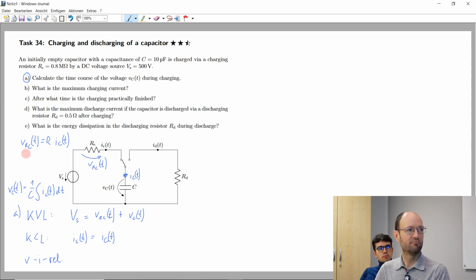Okay, and now we could take this and insert it here, take this and insert it there, and then we would get some integral equation for the current. The unknown in this equation would be the current. But we want to calculate the voltage here.